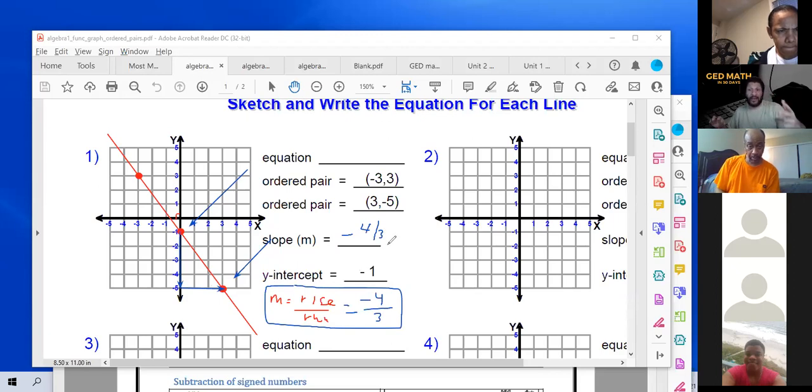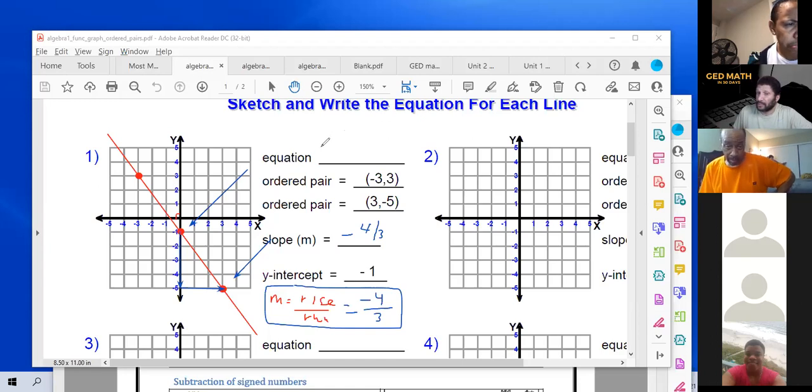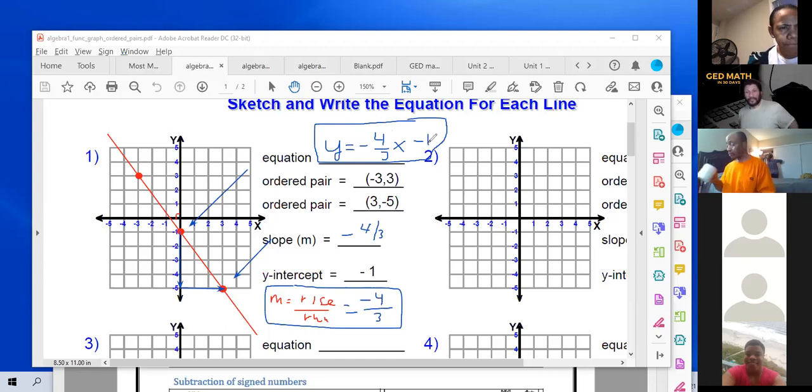I heard somebody say negative 4/3. Are they the same thing? Yes, they're the same exact thing. So our slope is negative 4/3. Our y-intercept is negative 1. What is our equation of the line going to be? y equals negative 4/3 x minus 1. Perfect. Look at that.